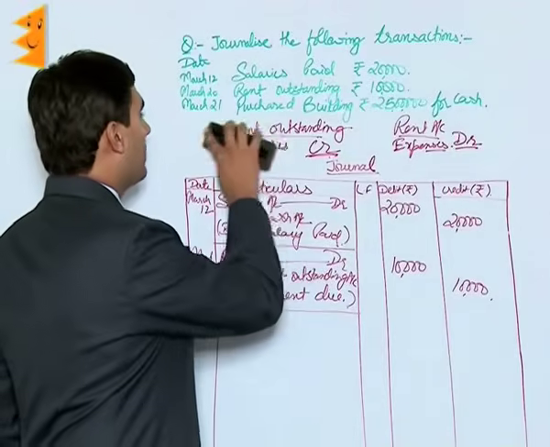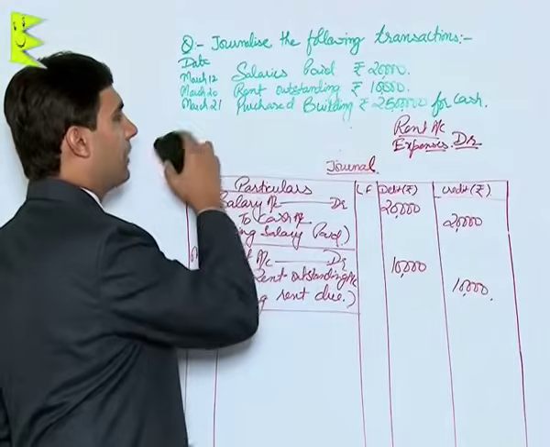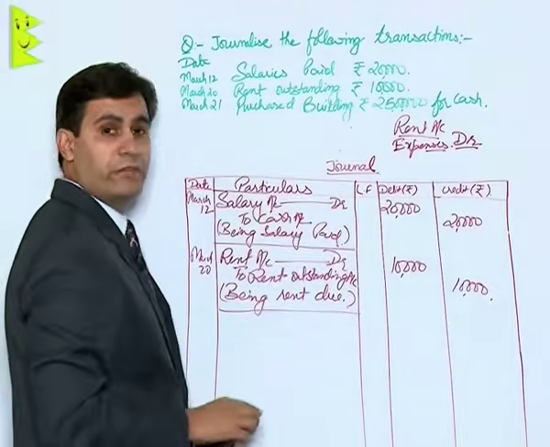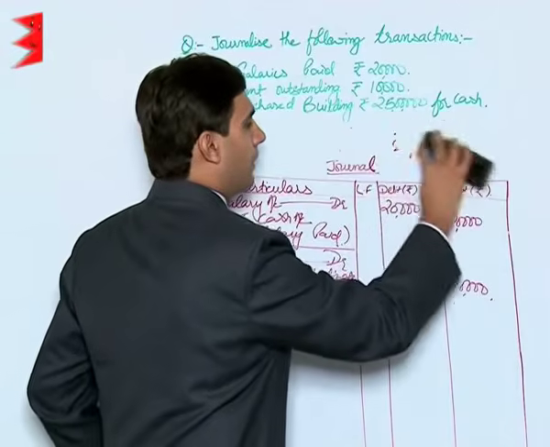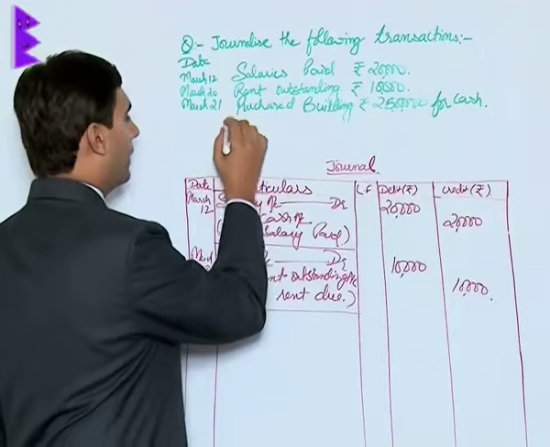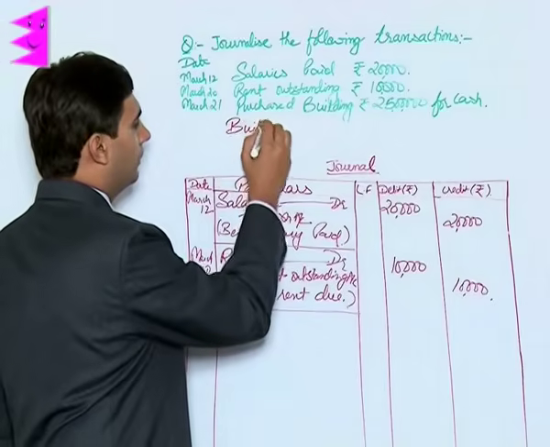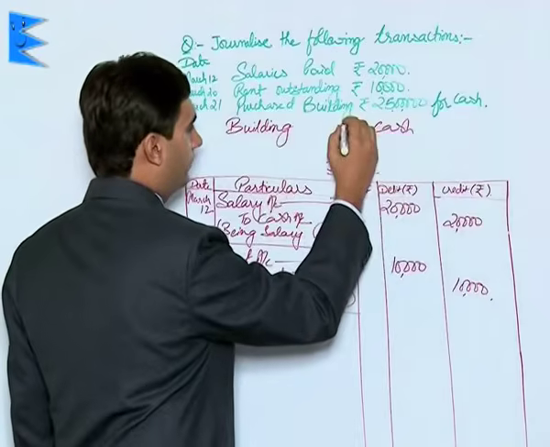Now coming to the transaction that is mentioned on the board for date 21st March. It says purchase building for rupees 25 lakh for cash. Now the two accounts involved here are building account and cash account.